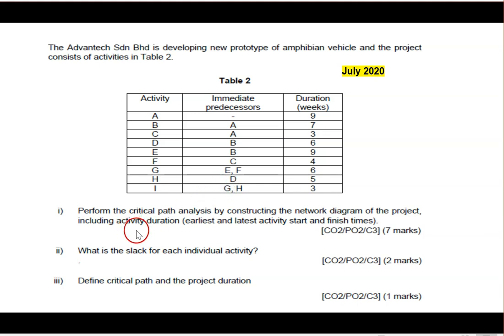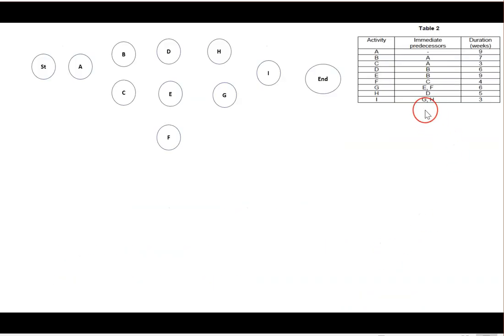What the question wants from us is to perform the critical path analysis by constructing the network diagram, and then we have to do the earliest and latest, find the slack, and define the critical path and the project duration. Altogether it is 10 marks. So first we need to sketch, because the sketch has marks. Make sure we sketch first so that we don't make any mistake when we construct our network diagram.